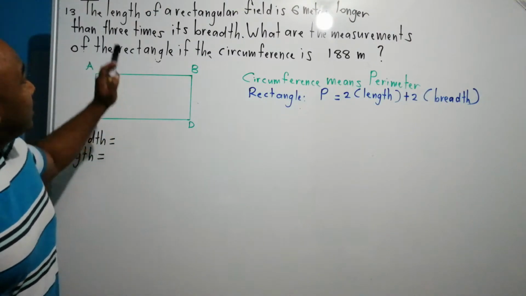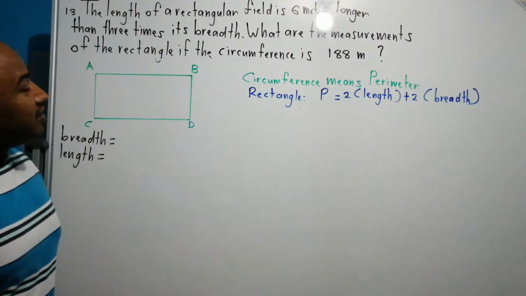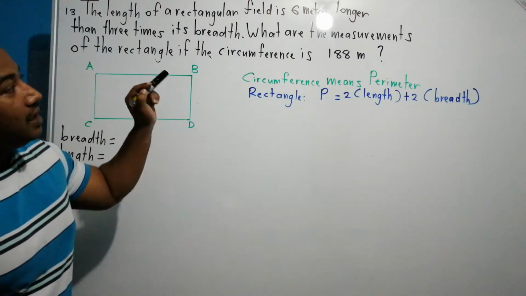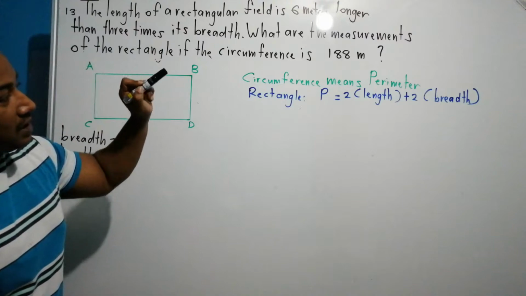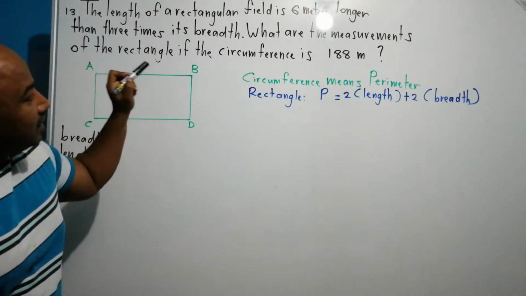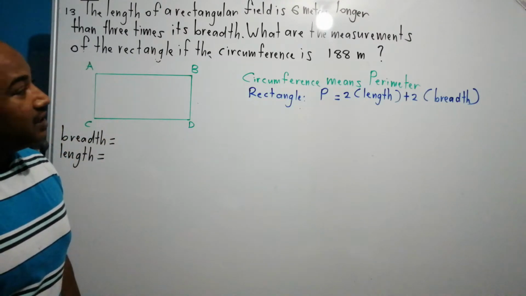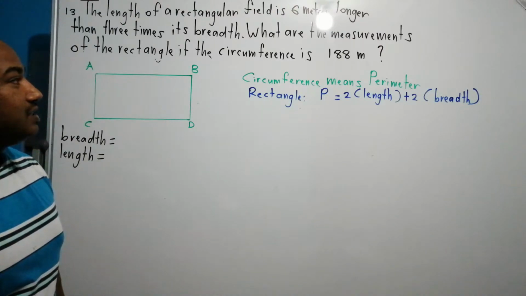Number 13. The length of a rectangular field is 6 meters longer than 3 times its breadth. What are the measurements of the rectangle if the circumference is 188 meters?